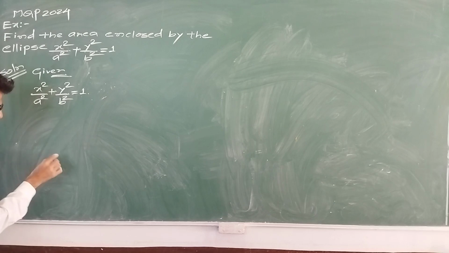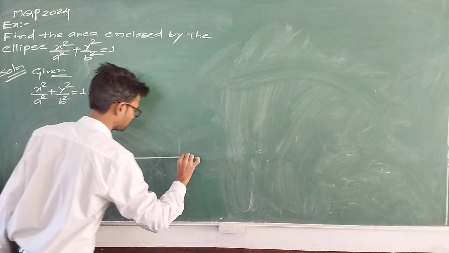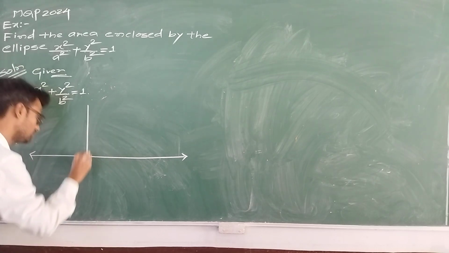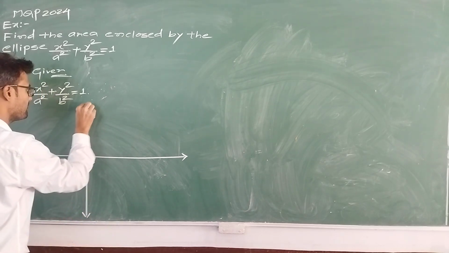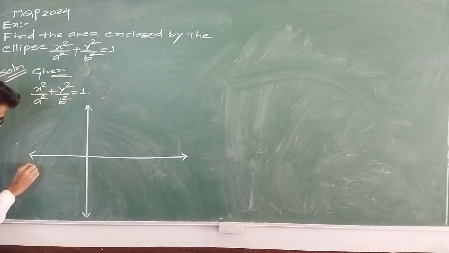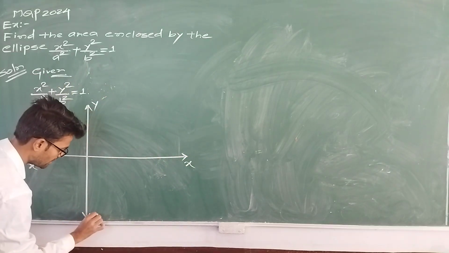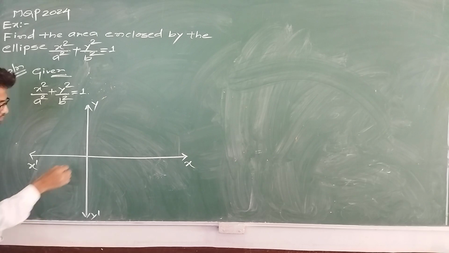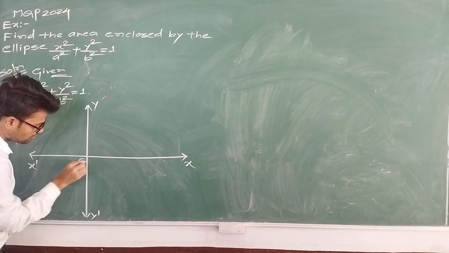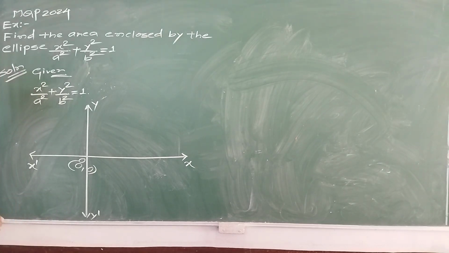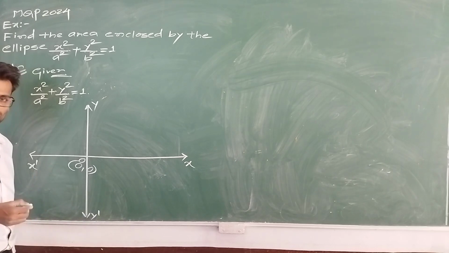So I go for the Cartesian plane, the xy plane. This is the x-axis. This is the y-axis, and this is the point of intersection of both axes. The point of intersection of both axes is called the origin, and its coordinates are 0, 0.